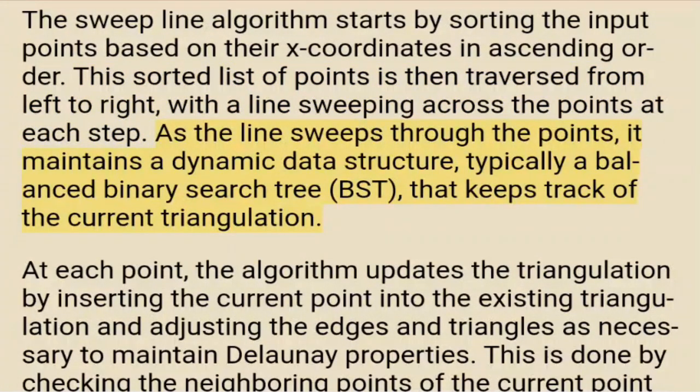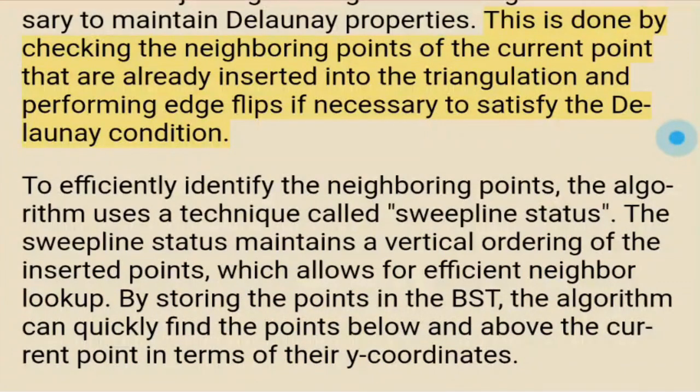As the line sweeps through the points, it maintains a dynamic data structure, typically a balanced binary search tree (BST), that keeps track of the current triangulation. At each point, the algorithm updates the triangulation by inserting the current point into the existing triangulation and adjusting the edges and triangles as necessary to maintain Delaunay properties. This is done by checking the neighboring points of the current point that are already inserted into the triangulation and performing edge flips if necessary to satisfy the Delaunay condition.